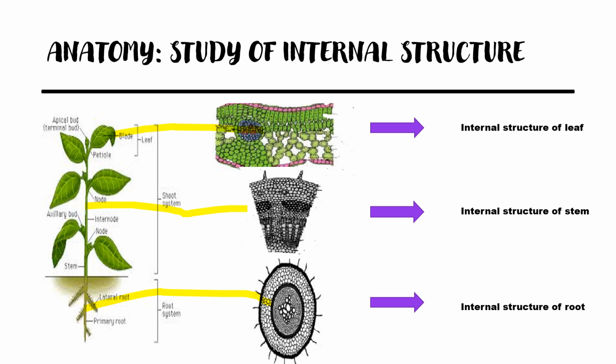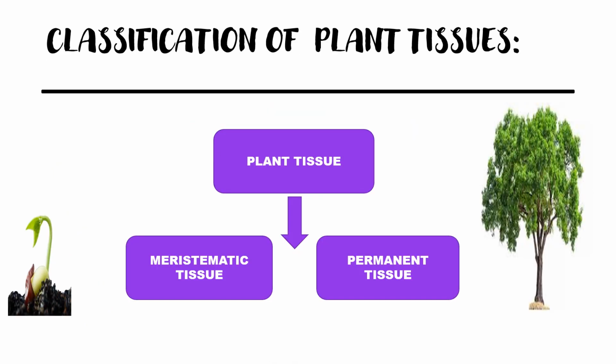So what are tissues? Tissues are a group of cells common in origin. They are structurally similar and perform similar functions. The study of tissue is called histology. Now we'll read about the details of plant tissues. So we'll start with the classification of plant tissues.